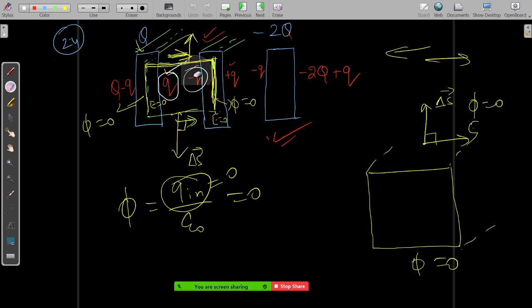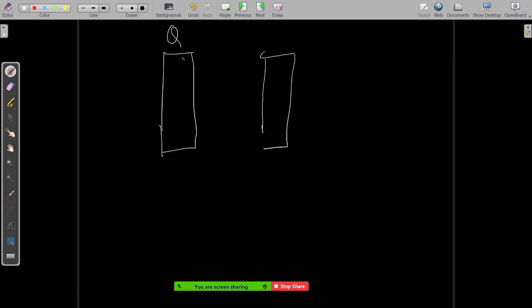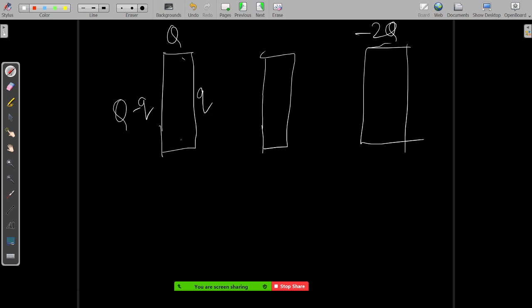In this case, you can understand that since a plus q was given here, the other one was neutral, and the another one is minus 2q. We just started by assuming that a q charge comes here. So the rest of the charge, that is minus q, is going to come to this side, right?